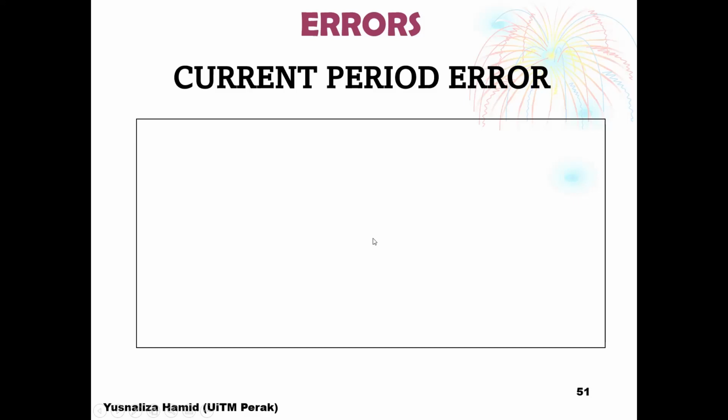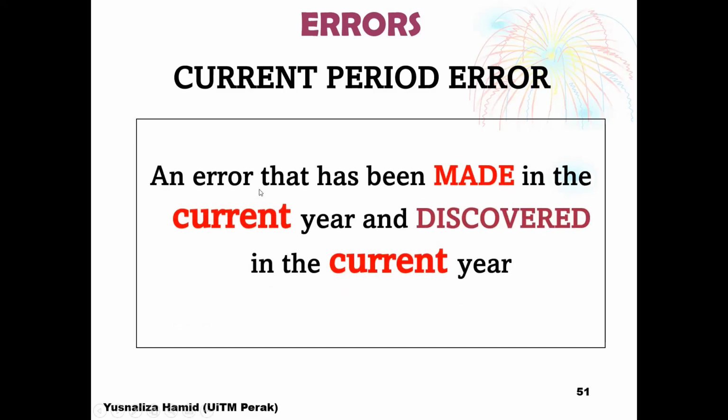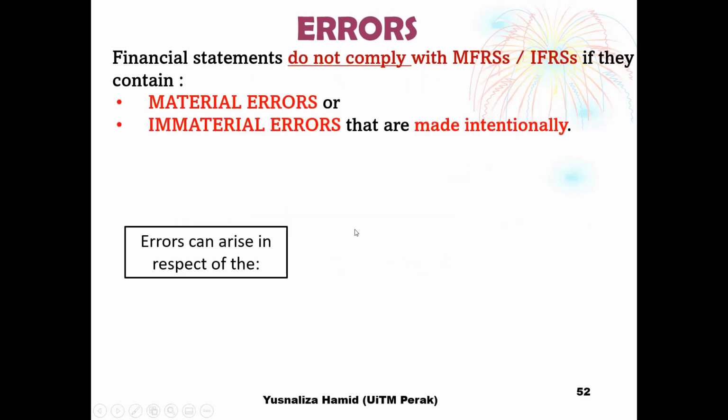You may also have a current period error, where a current period error is an error that has been made in the current year, and that error was discovered in the current year. Let's say the error was made at the beginning, or somewhere in the second month of the year. It was later discovered at the end of the reporting date. So that is an error that happened in the current period, and normally that error will be resolved by the reporting date before the financial statements are authorized for issue.